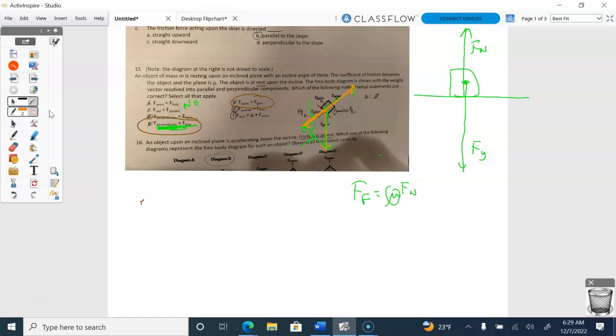Force parallel is equal to force of friction. Force parallel is how hard it's being pulled down the inclined plane, which is this component right here. If it's not accelerating, then the force parallel and force of friction have to be equal to each other. Otherwise, it would start to accelerate one way or the other. And then last but not least, force of friction equals mu times force normal. That is actually the definition of force of friction, so that one has to be true.